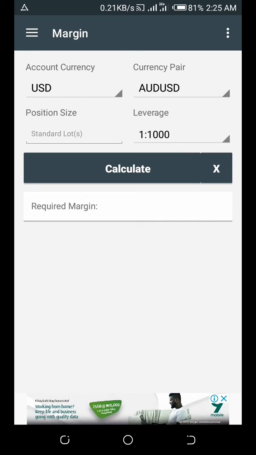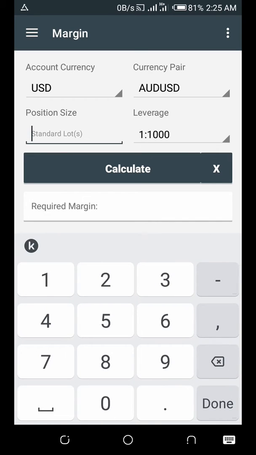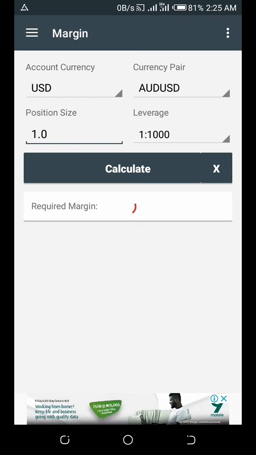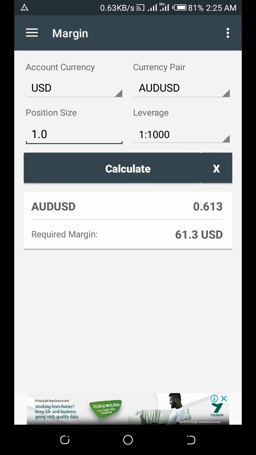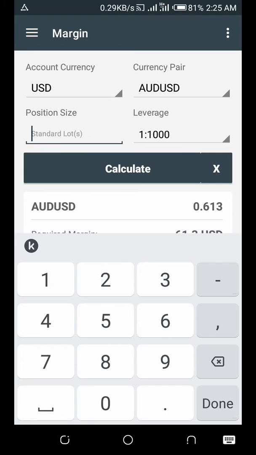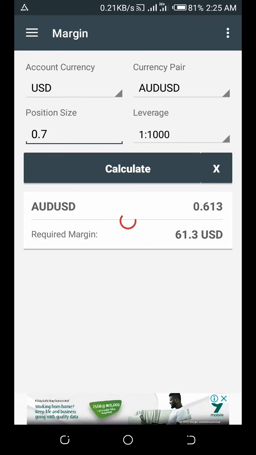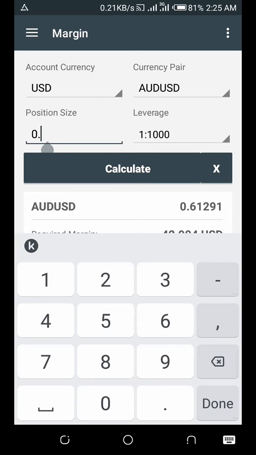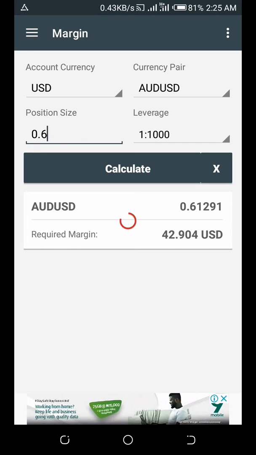After coming here, I've already chosen that the pair I want to use is AUD/USD. So I say, okay, let me try 1.0 lot. Don't forget I have $50 in my account that I want to risk. This one is 61.3. Let me try 0.7. Here I have 42.904, for $50. Let me try 0.6. 0.6 gives me 36. This one is good to go for my $50 account.